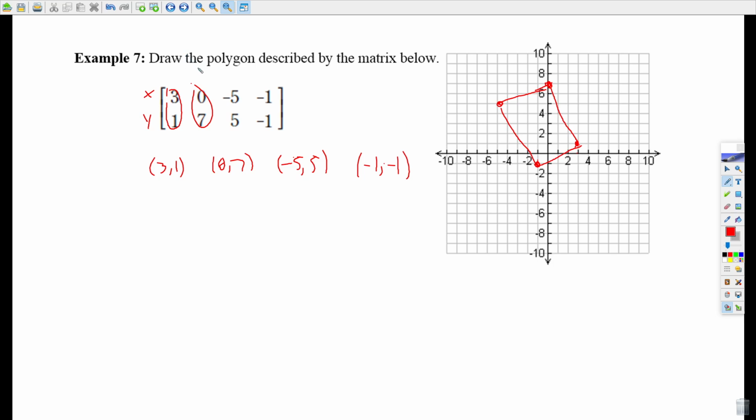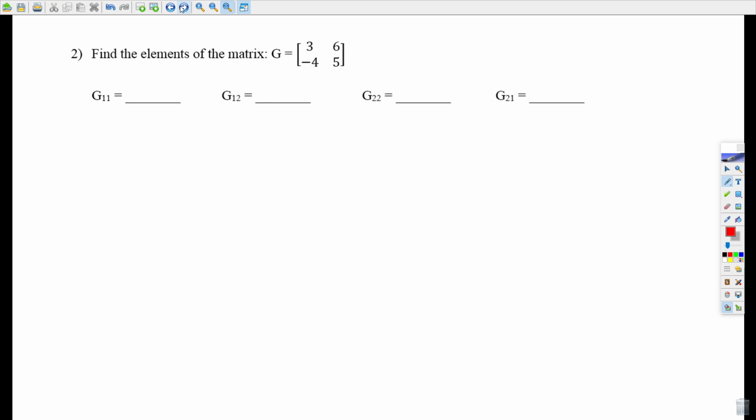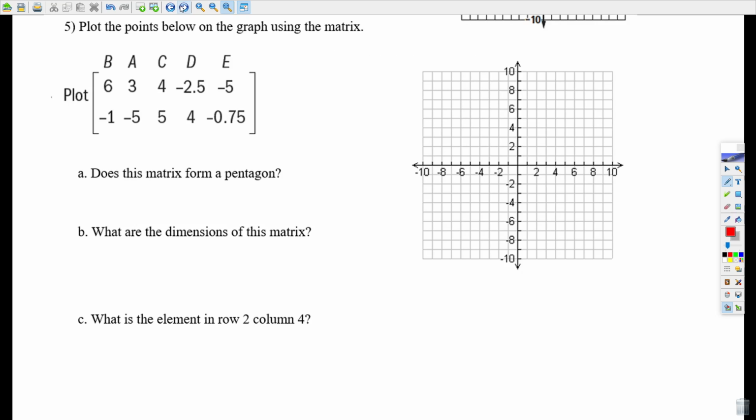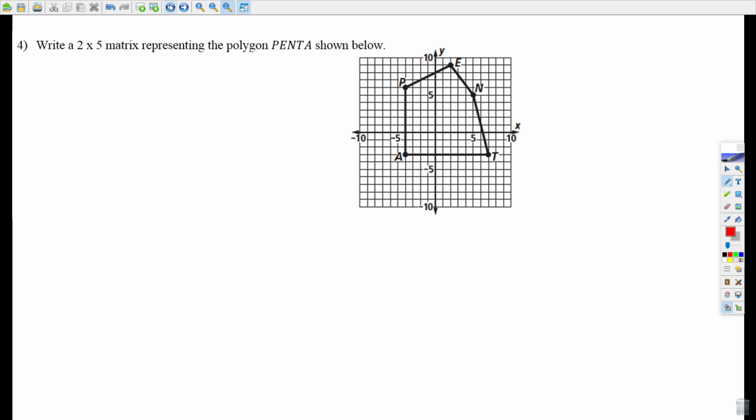So we completed it. Draw a polygon to describe the matrix below. And that's pretty much it for matrices so far. That's all for 4.1. You can finish up the rest of it, which covers everything we just did. The only other thing is one of the problems is that you're actually making your own 2x5 matrix. So in number 4, you have to make a 2x5. So make sure you leave enough space. You have to have 2 rows, and that means 1, 2, 3, 4, 5 columns.